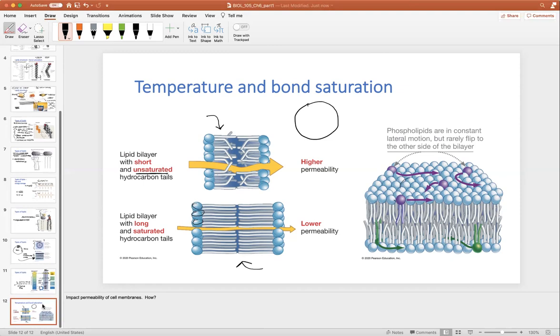All right, that's where I'm going to stop for this lecture, and we'll pick up with our next lecture talking about how we can transport things across these cell membranes.